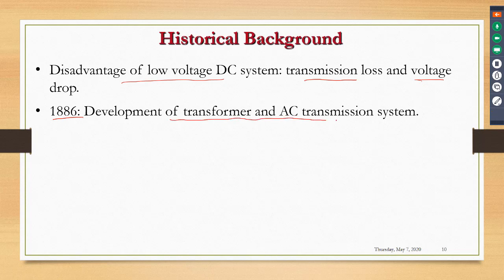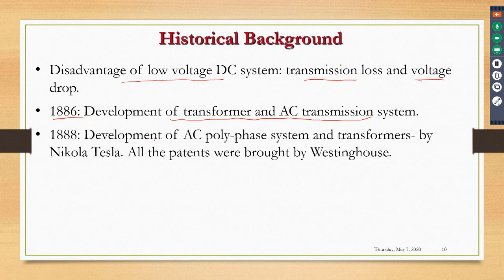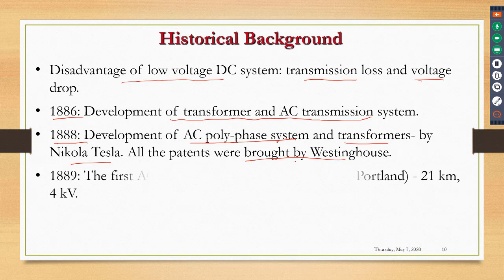So therefore in 1886, the first development of transformer and AC transmission system happened, and in 1888, in fact, the development of the AC polyphase system and transformers by Nikola Tesla happened. All the patents were bought by Westinghouse. It was the company, a great partner of Nikola Tesla. Then in 1889, the first AC transmission line in the US, that is from Oregon to Portland, was installed. It was 21 kilometers and the rating was 4 kV.